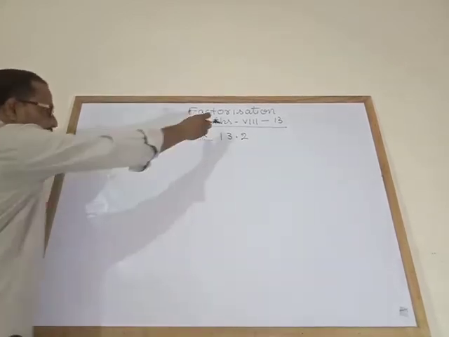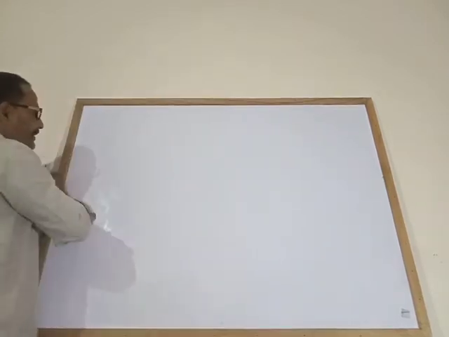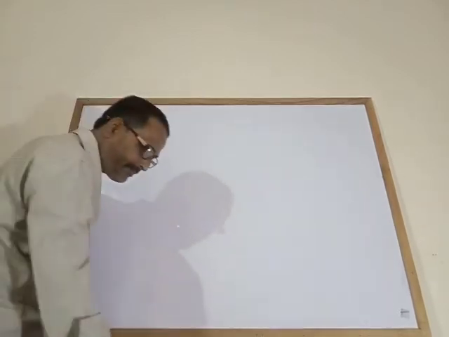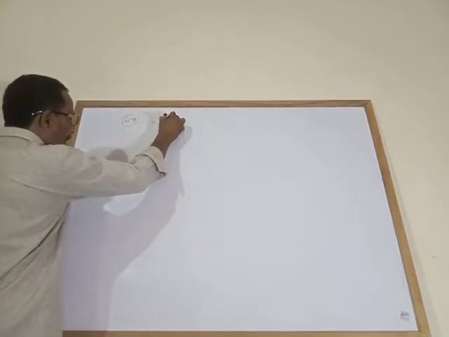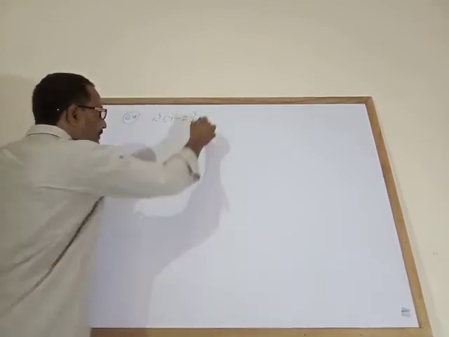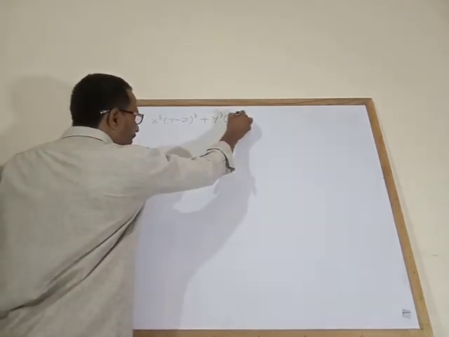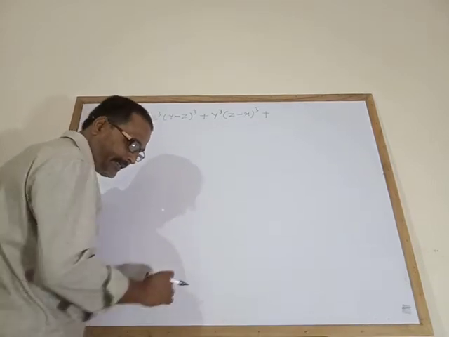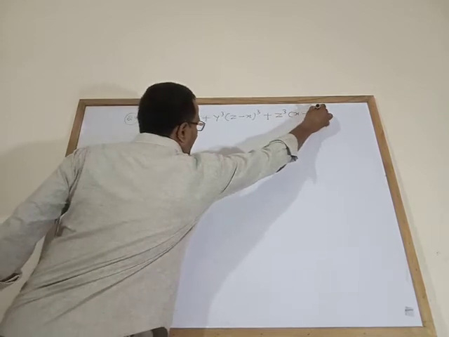I am going to rub this out, because I am facing a problem writing the question. Now see here, question number 24, that is given: x³(y − z) whole cube plus y³(z − x) whole cube plus z³(x − y) whole cube.